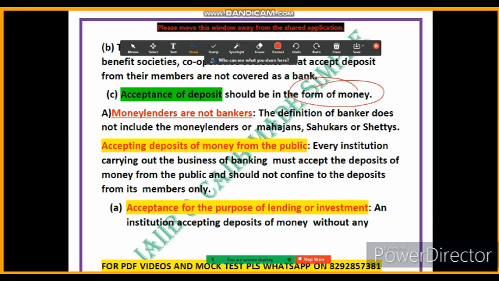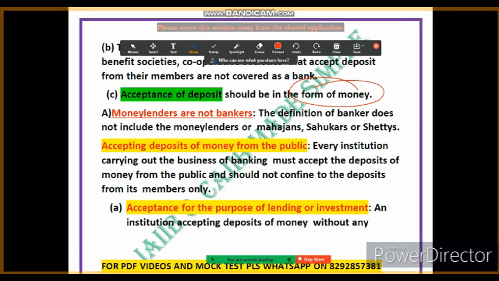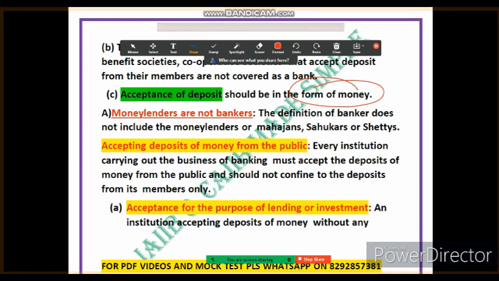The second condition is this, the deposit should be in the form of money. The third condition is this, the institution should have the purpose of using the deposit for lending or investment. So there should be two purposes. The first purpose is lending and the second purpose is investment.